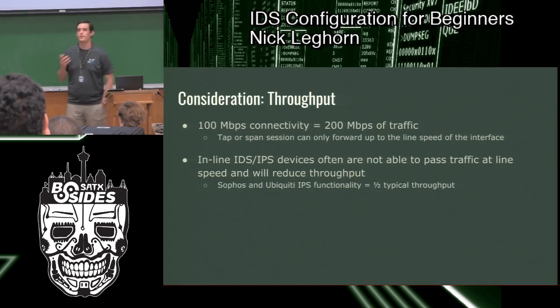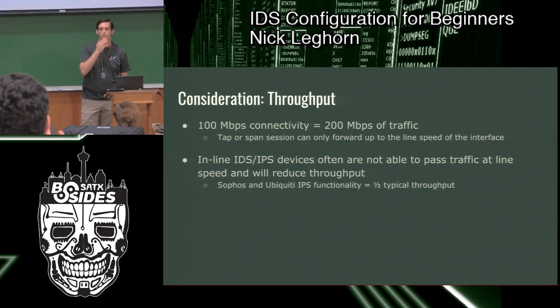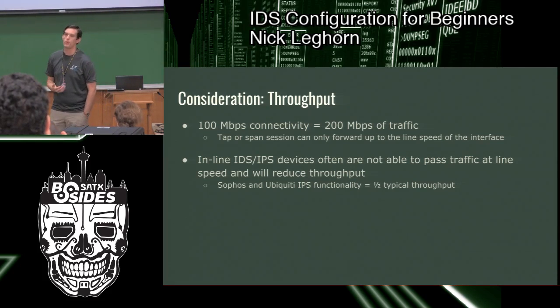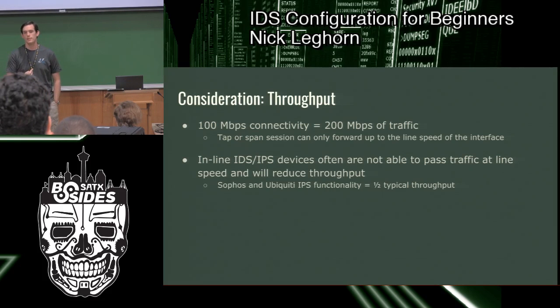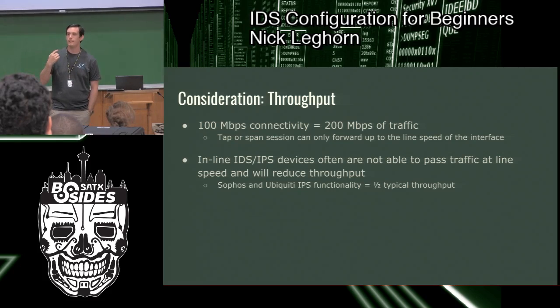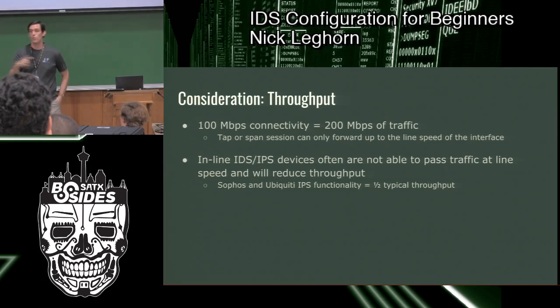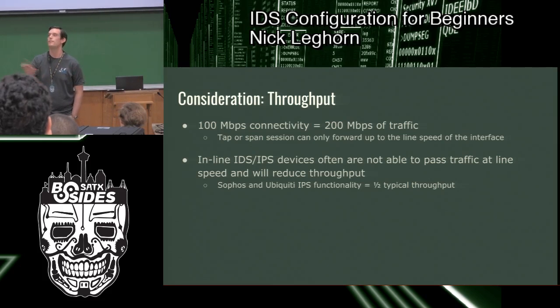So another consideration is throughput, right? When we're talking about 100 megabit ports, for example, so fast Ethernet ports, it's 100 megabits each way. So if I have a 100 megabit port that I'm mirroring or that I want to capture all the traffic for, keep in mind that I capture traffic to it and I capture traffic from it. So that's not 100 megabits per second, that's 200 megabits per second maximum that I'm getting through that port. Is everyone following? Cool.